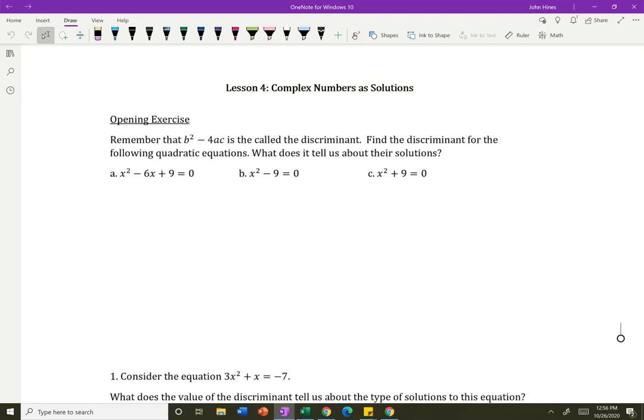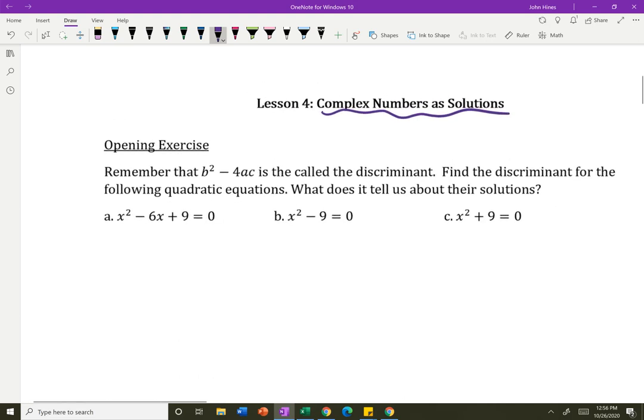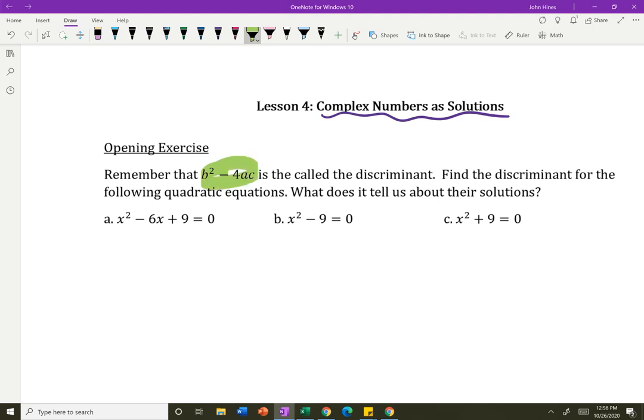Hi everybody, welcome to lesson 4 where we're going to look at complex numbers as solutions to quadratic equations. So today is all about the quadratic formula again, and we're going to explore how complex numbers are answers sometimes. So that b squared minus 4ac thing is under the radical, right?